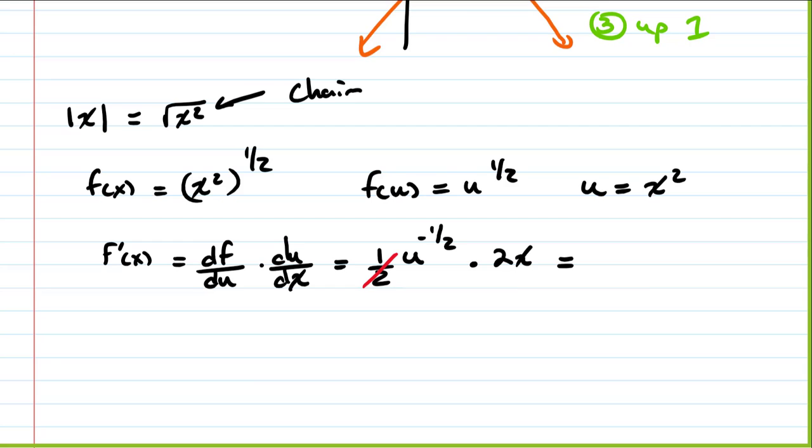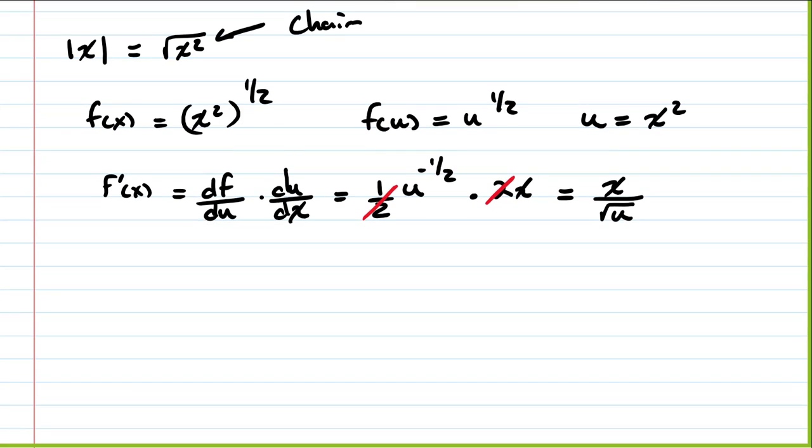Our 1/2 and our 2 reduce out, and then we're left with x over u to the negative 1/2, which goes to the square root of u. So then finally we substitute that out. u is x squared, so we get x over the square root of x squared. But the square root of x squared is the absolute value of x. So what does that function look like?